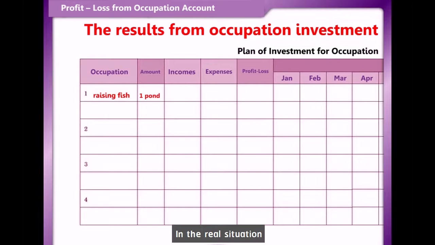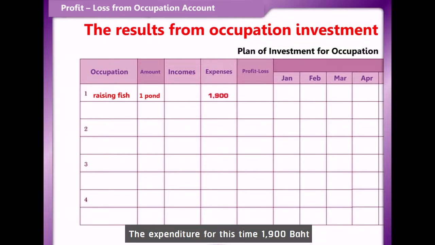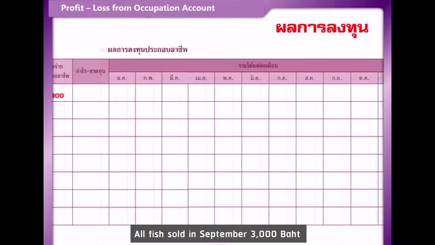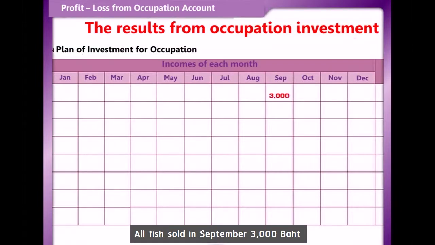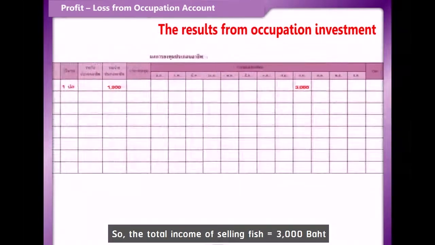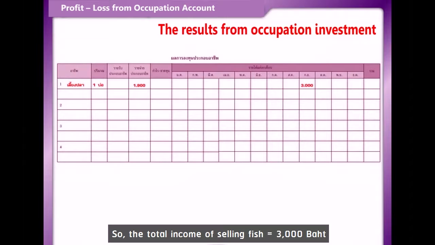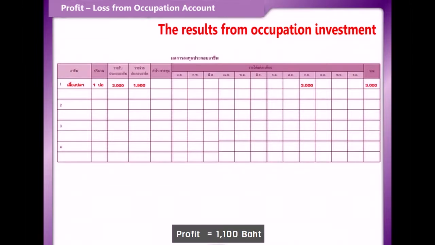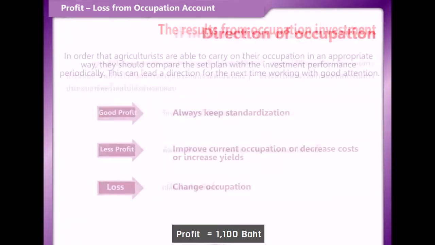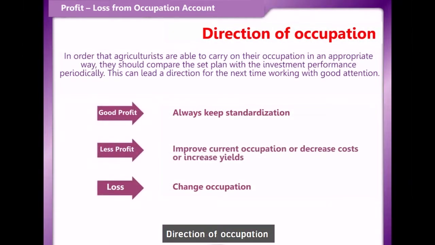The results from occupation investment. In the real situation, raising fish in one pond, the expenditure this time 1,900 baht. All fish sold in September 3,000 baht. So, the total income of selling fish equals 3,000 baht. Profit equals 1,100 baht.